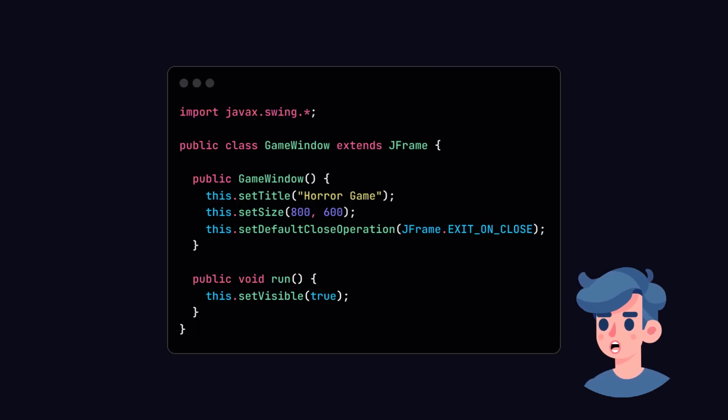Now that we have the main class set up, let's create the game window. For that, we will use Java Swing. Add the following code to create a simple frame for our game.